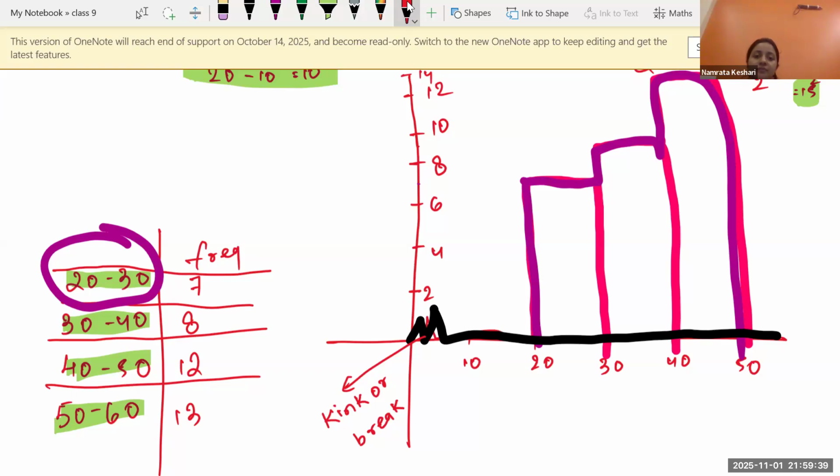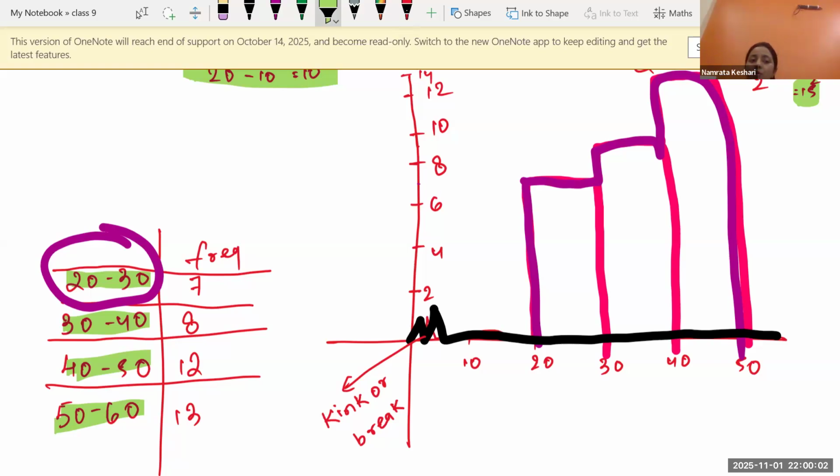Okay. Now the next thing is, our class sizes need to be the same, and the data needs to be continuous grouped data. Then only, without thinking about anything, we can just draw the histogram.